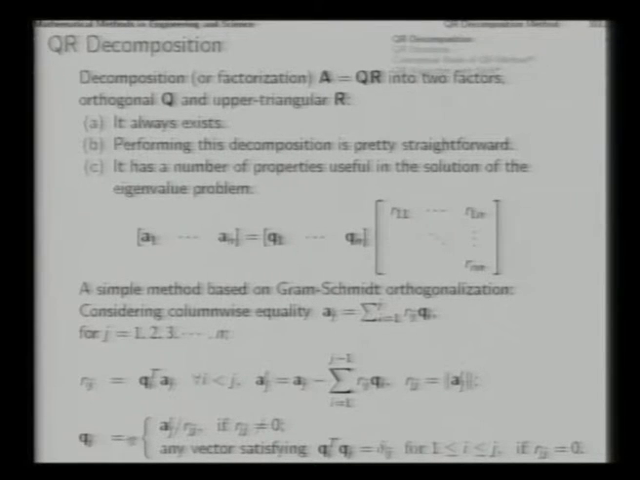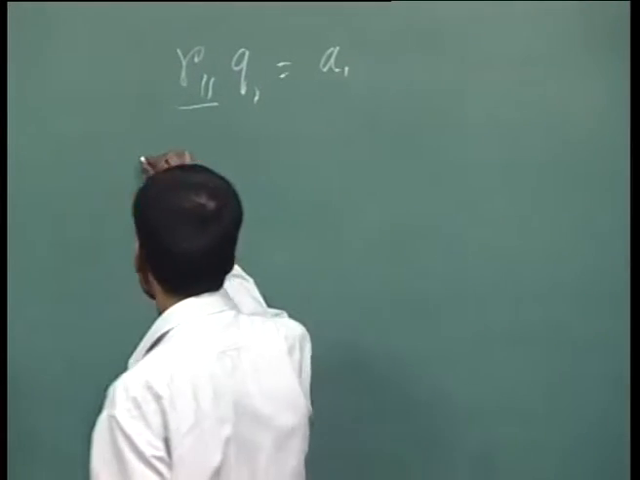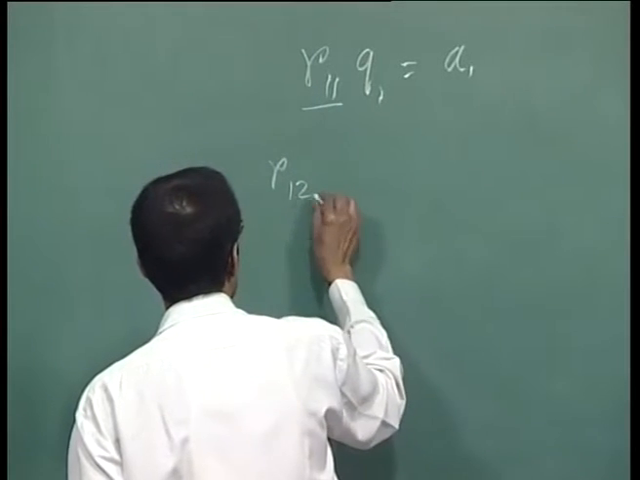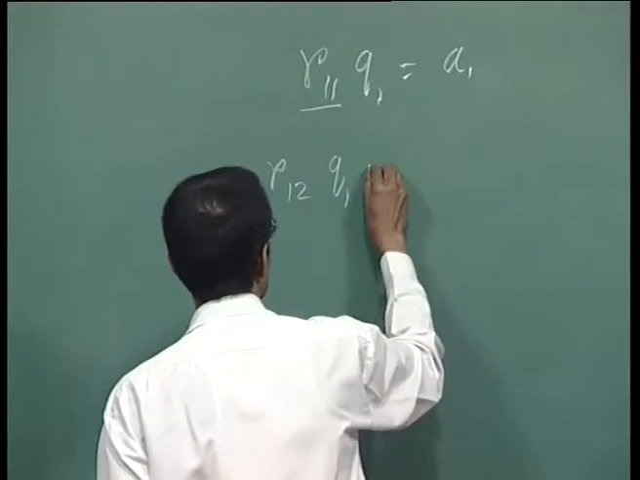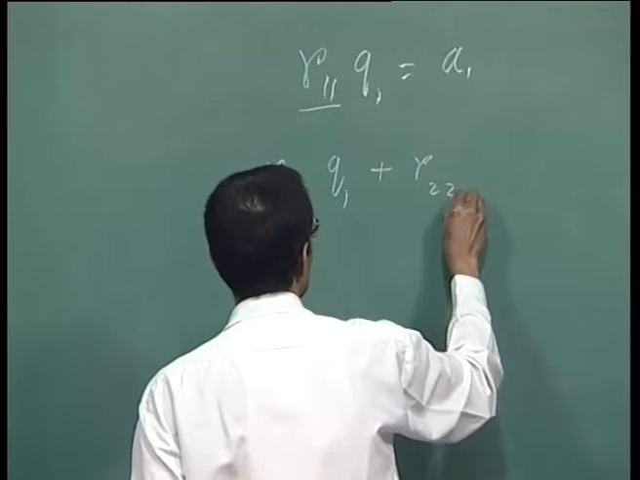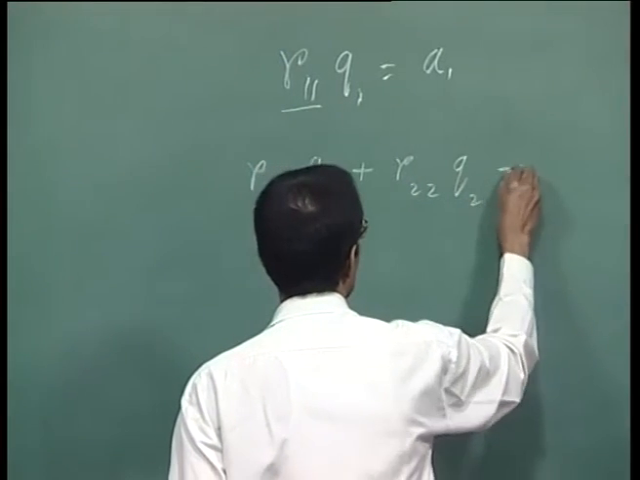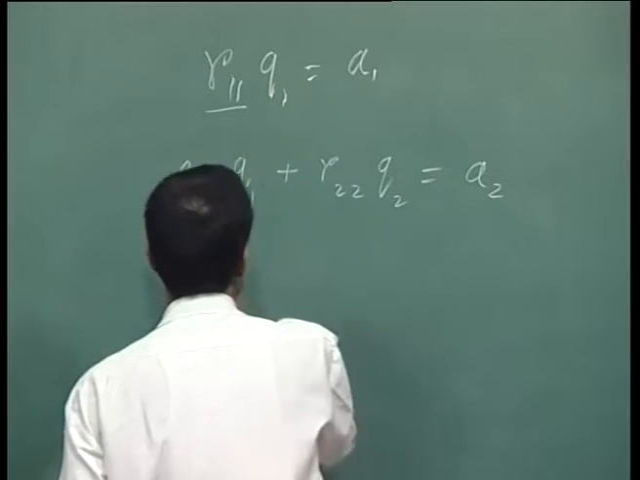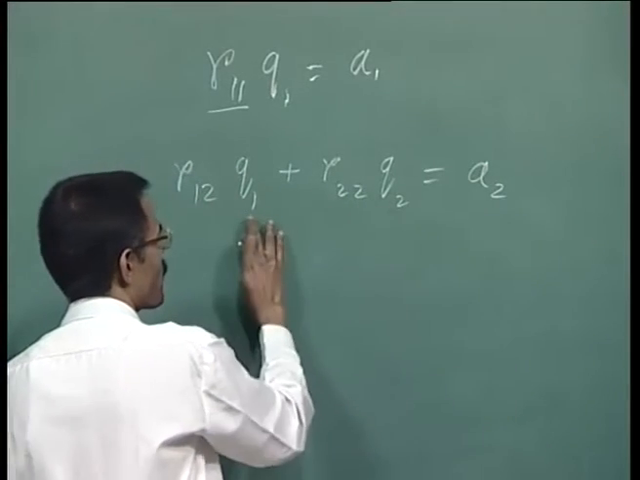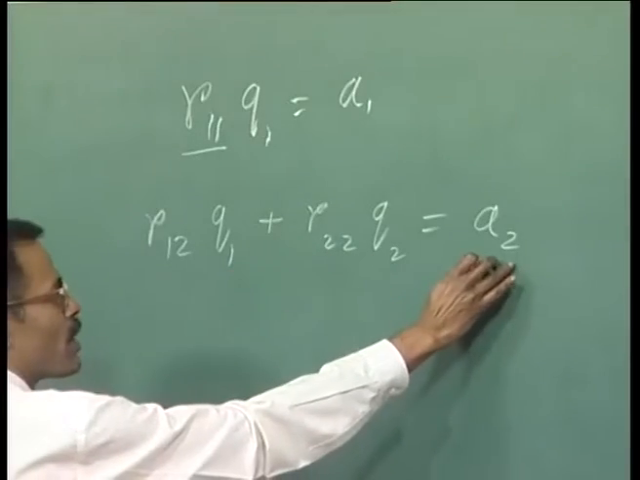After that you equate the second columns. Second column a2 is r12 into the first column here plus r22 into the second column here, right. Other terms are 0. So, from here the actual work starts. So, r12 into q1 plus r22 into q2 is the second column. You do not know anything on this side except q1. On this side you know a2.